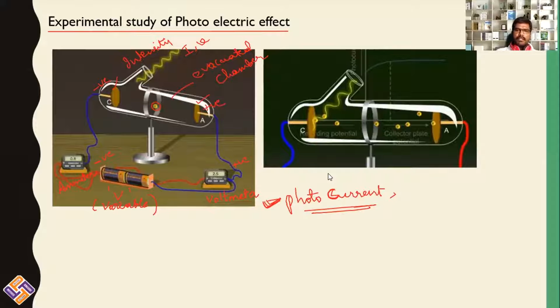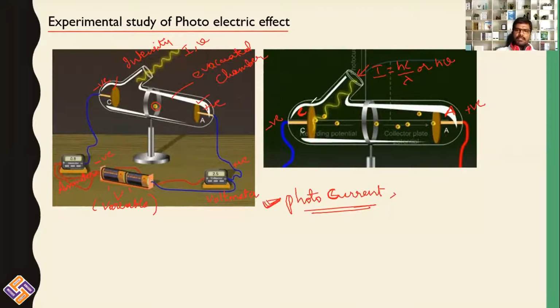You can see that clearly in this picture. See, this is light incident over here. It is the cathode and this is the anode. Cathode is connected to the negative terminal of the battery. Anode is connected to the positive terminal of the battery. The light which is incident over here has some energy, E equal to hc by lambda, or E equal to h nu, where nu is the frequency of the incident radiation.